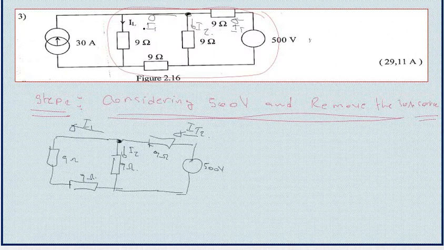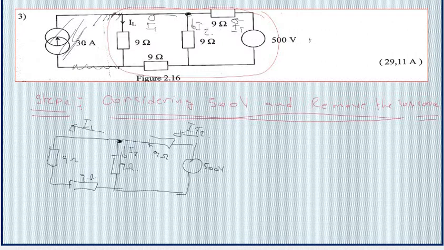So the first current is the same value as IL, because this source is removed already. So all this part here is removed. So we only consider this part. So why do we remove? Because it's the source of current, not a source of voltage. As we can see here, we have 30 amp, we don't have 30 volt.